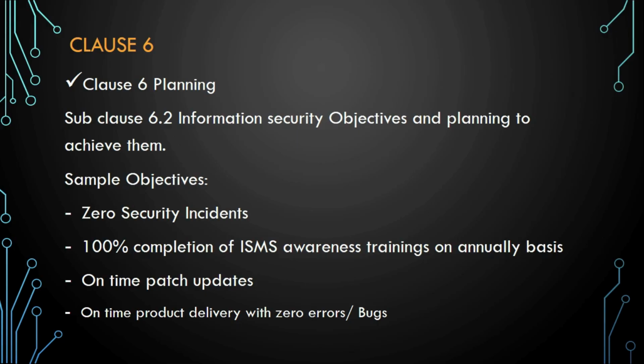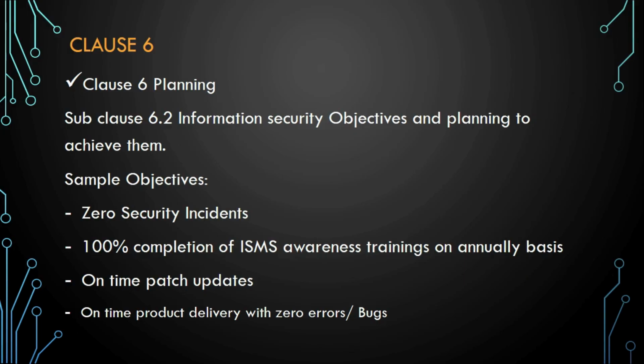The standard will not mention how many objectives you need to define, but you need to review them regularly, at least annually. Some organizations do it on a quarterly or biannual basis, and verify target versus actuals, whether we met them or not. These are a few sample objectives.